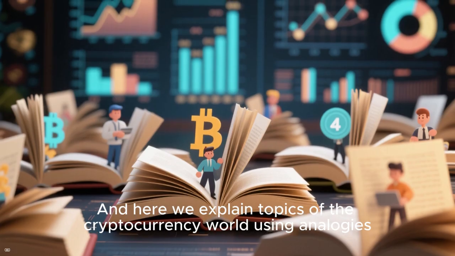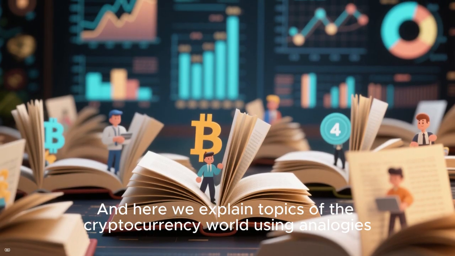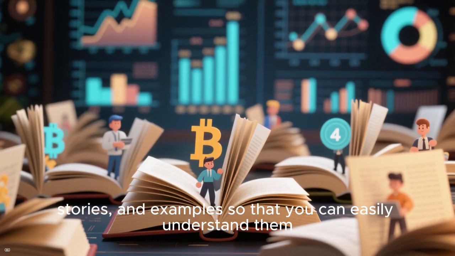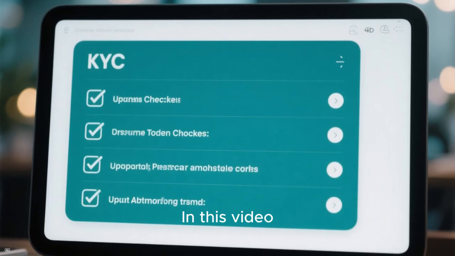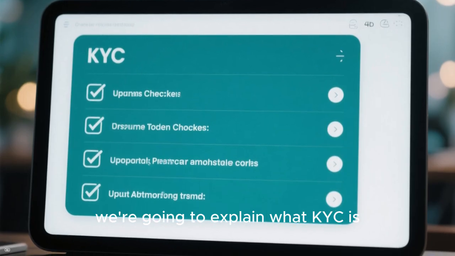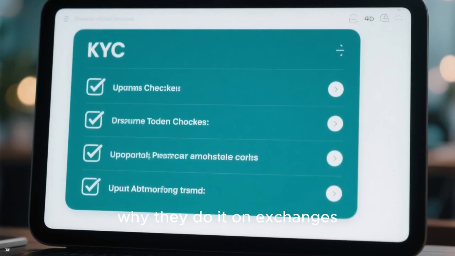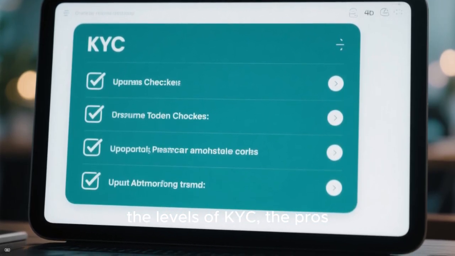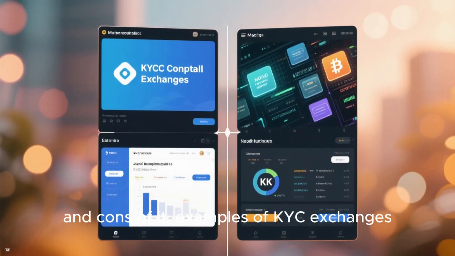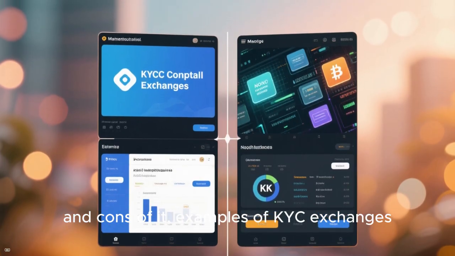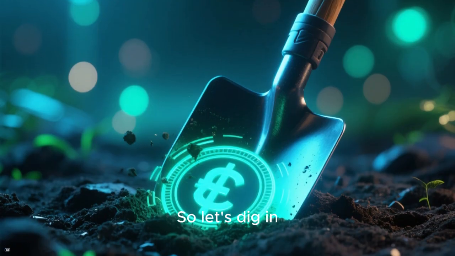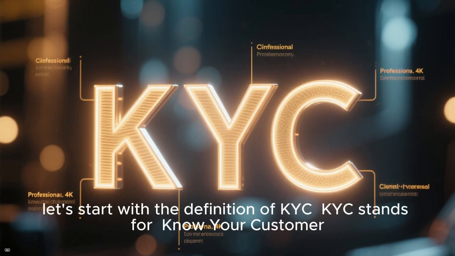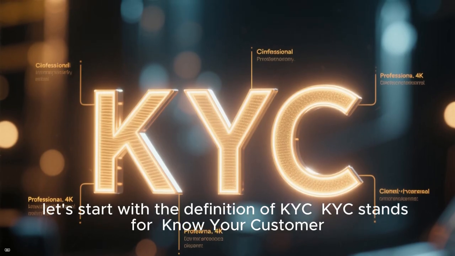And here we explain topics of the cryptocurrency world using analogies, stories, and examples so that you can easily understand them. In this video, we're going to explain what KYC is, why they do it on exchanges, the levels of KYC, the pros and cons of it, examples of KYC exchanges, and then examples of non-KYC exchanges. So let's dig in. First off, let's start with the definition of KYC.